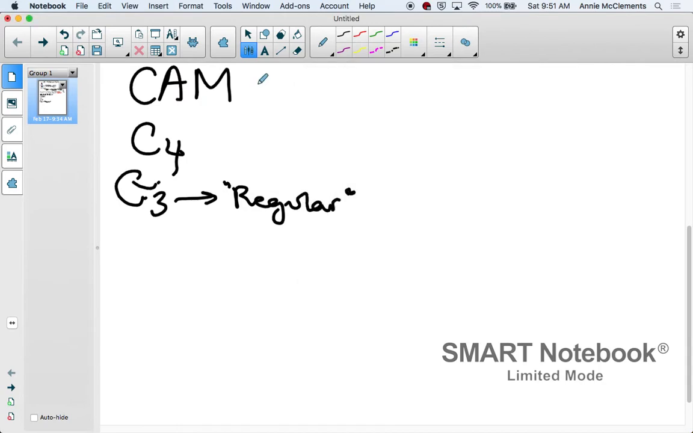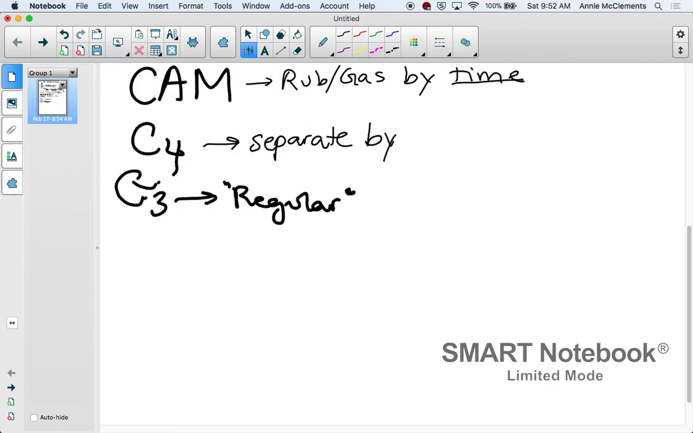So CAM plants are going to separate their Rubisco from gas intake by time, and we'll talk about what I mean by that. They're going to make sure that their Rubisco is only subject to CO2 by manipulating the time that those two are coming together. And C4 plants are going to separate them by space. Okay? So they're going to physically have the Rubisco in a different place from the gas intake so that they can only send CO2 towards the Rubisco. Does that make sense?